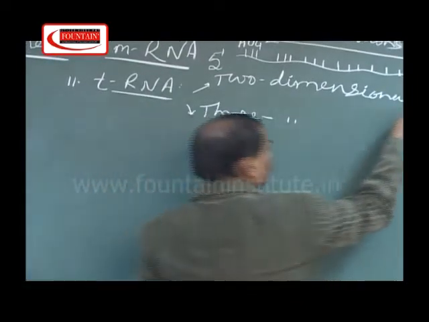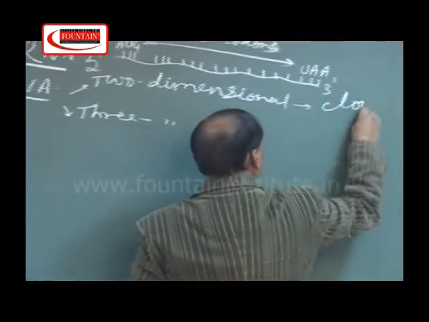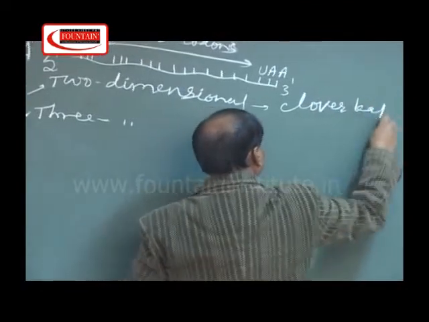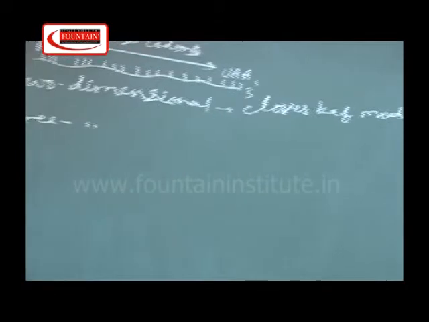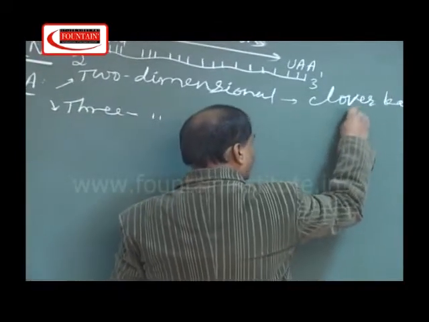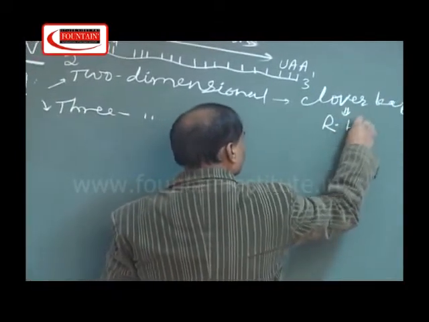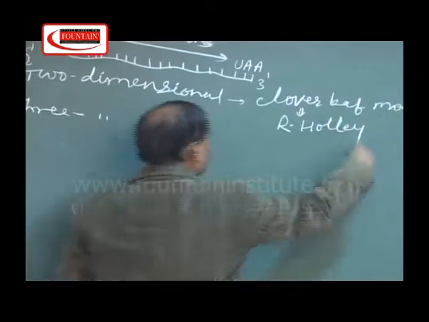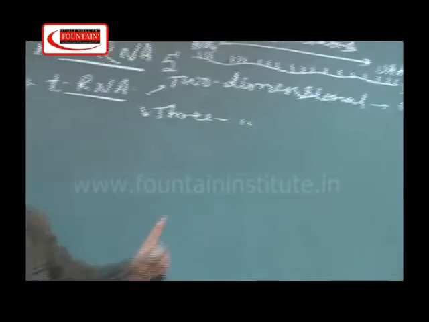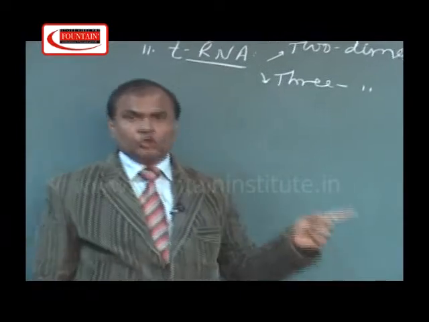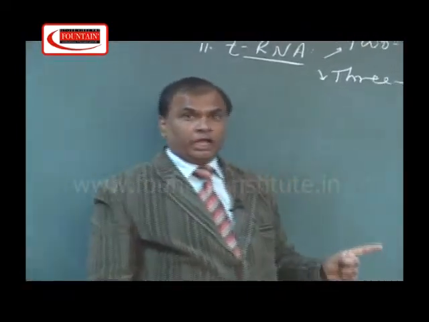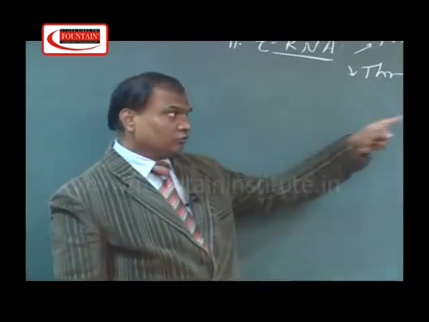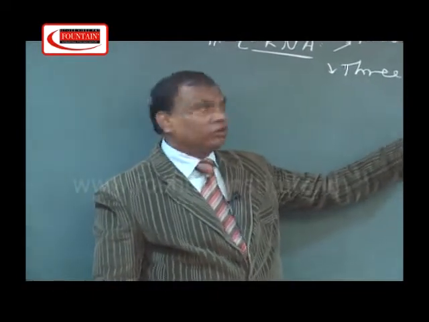The two-dimensional model is called the clover leaf model. This was worked out by R. Hawley. R. Hawley was the man who received the Nobel Prize along with Hargobind Khorana and Nirenberg. He was one of the sharers of that Nobel Prize.